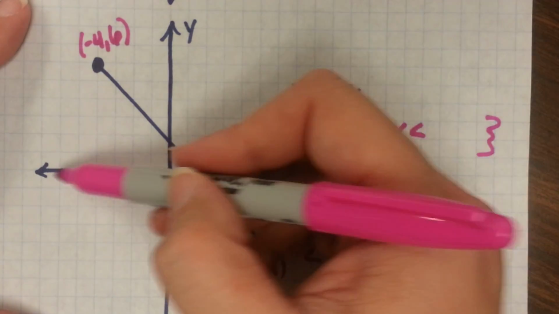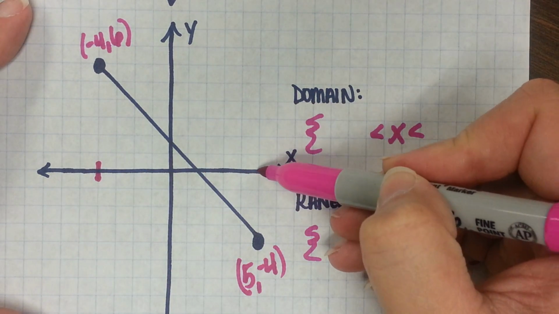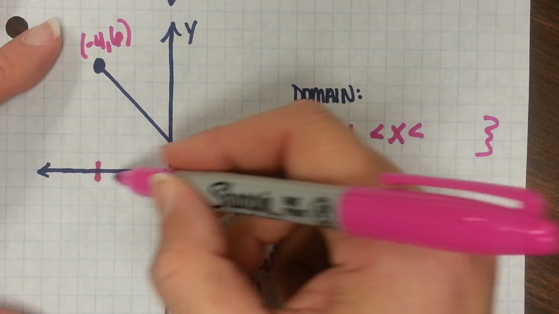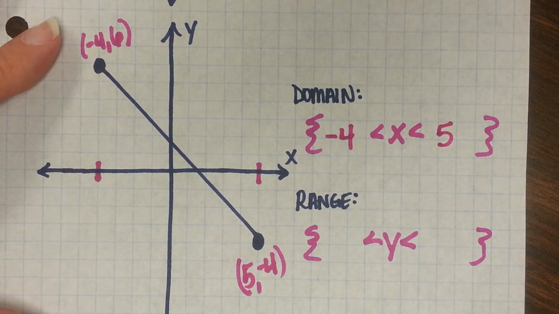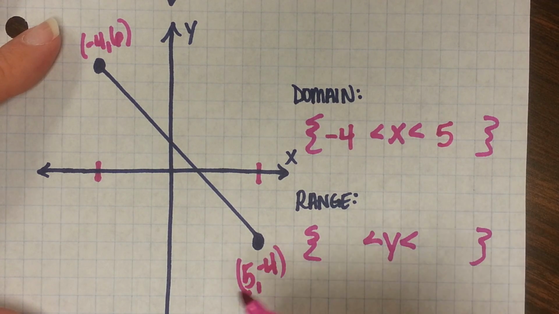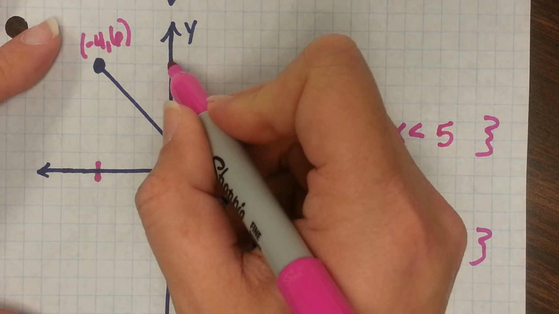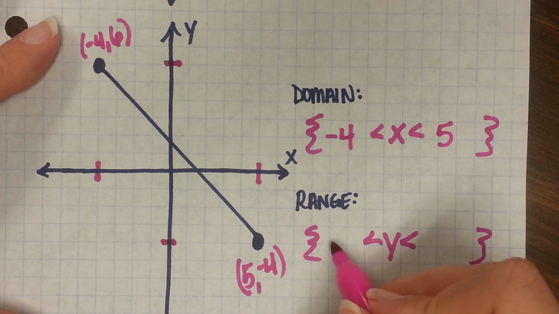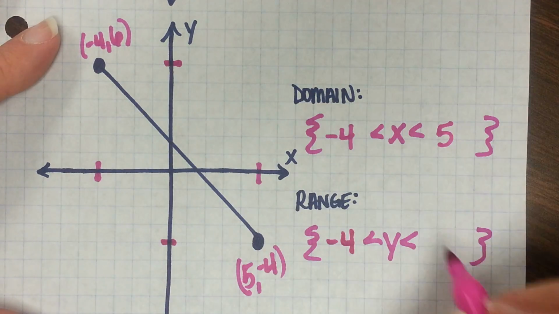So if I'm looking along my x-axis, my x starts here and goes to here. So it starts at negative 4 and it goes all the way to 5. For my y value, the lowest part on my graph is here, highest part of my graph is here. So the low part, the y value is negative 4, high part goes up to 6.